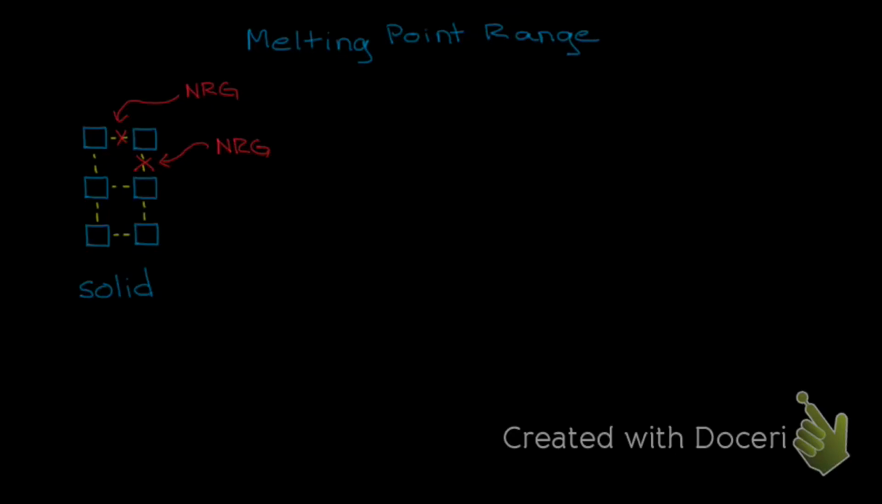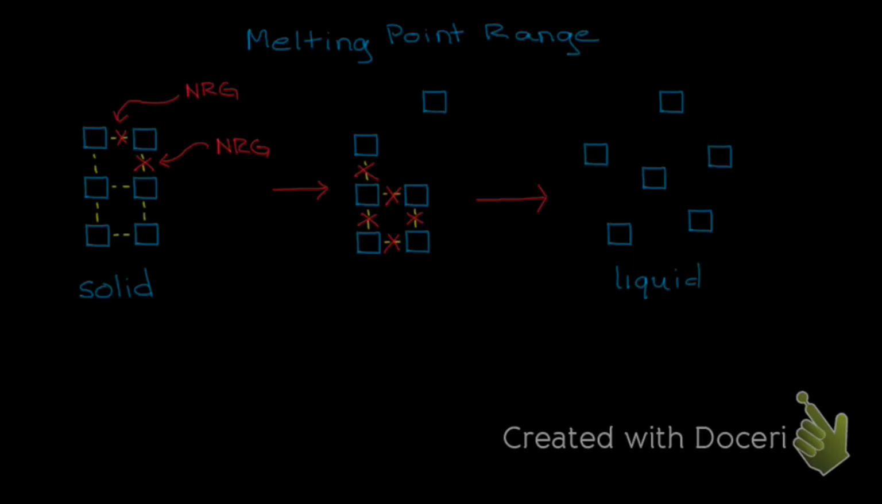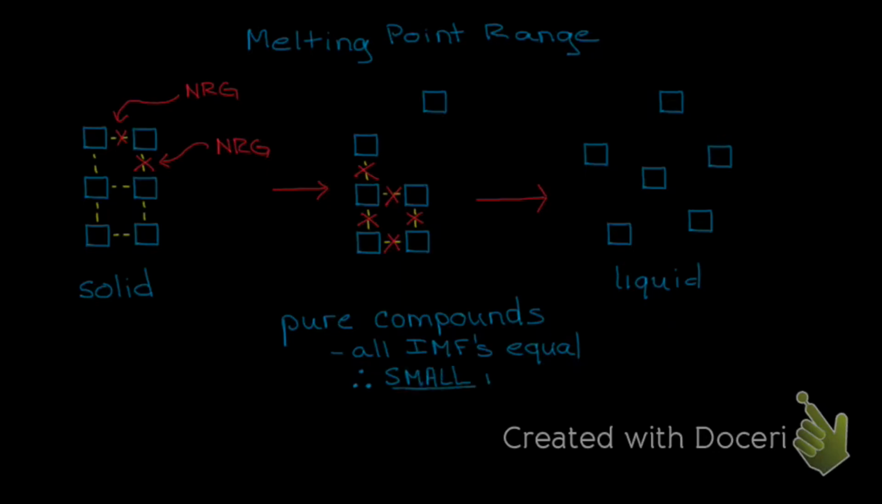So in order to do that, you have to supply the system with enough energy to overcome those intermolecular forces. And when you do that, the molecules will start to separate from each other and go into the liquid phase. As you continue to supply the heat that is needed to break all of the intermolecular forces, then the entire sample turns from solid to liquid. Now, in pure compounds, all of the intermolecular forces are equal to each other. What this means is it takes the same amount of energy to break all of them down, which means you're going to have a very small melting point range, typically less than a 5 degrees Celsius range.